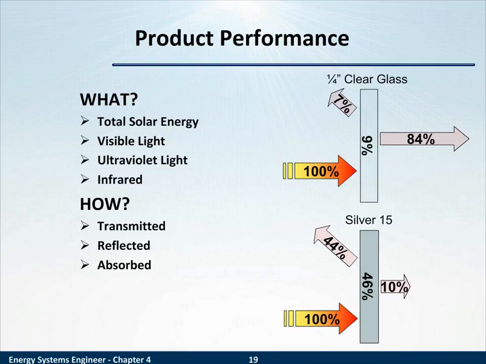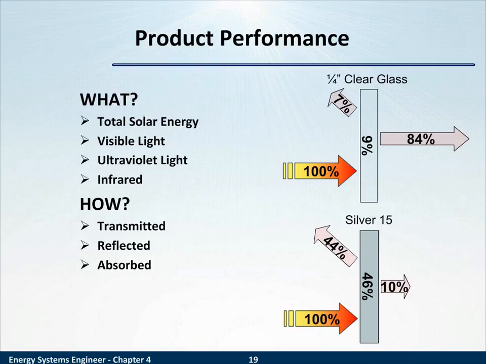And that's an important distinction, because as you then look at window solutions, be it windows or window film, you need to know whether that energy in the list of what is being reflected, absorbed, or transmitted to have a full understanding of what the improvement is. Look, for example, at the clear glass at the top. 100% of the energy hitting the glass. For quarter-inch clear glass, 7% is reflected, 9% is absorbed, and 84% of the total solar energy is transmitted.